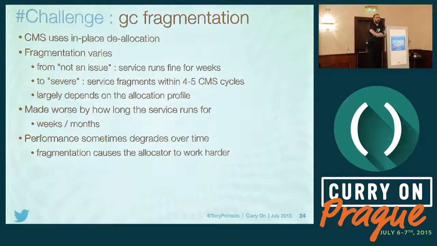So how severe fragmentation is in CMS varies from not an issue. Some services run with CMS for weeks without any problems, right? And in some cases, so severe that the service fragments and allocations cannot satisfy allocation requests within like 4 or 5 CMS cycles. Okay, and how severe fragmentation is largely depends on the allocation profile. And of course, the longer the service runs, the worse the fragmentation is, right?